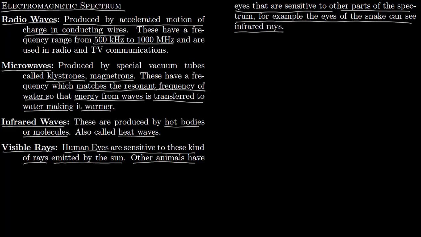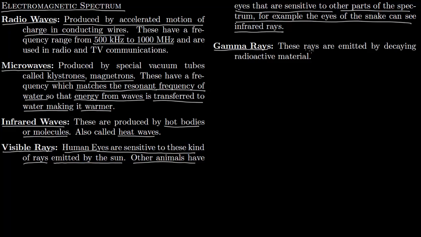Now we talk about gamma rays. So the gamma rays are emitted by decaying radioactive material. So for example, these are emitted by uranium. So if you keep a film, like a photograph film, next to uranium and there is no light at all, still the photograph film will take a photograph of the uranium kept next to it in the absence of visible light, and that is because of gamma rays. In fact, that is how the gamma rays were discovered.